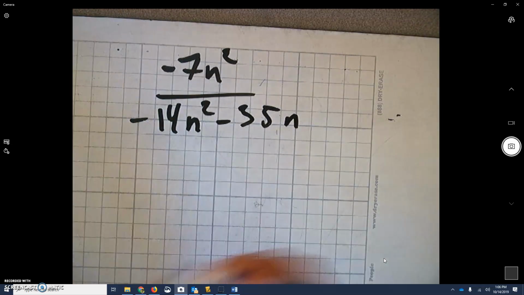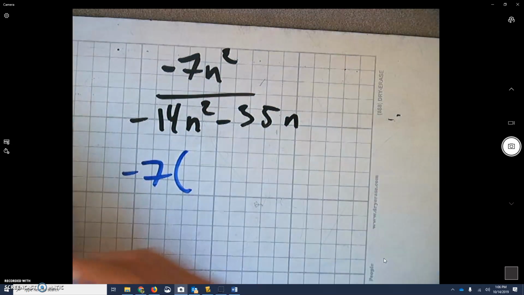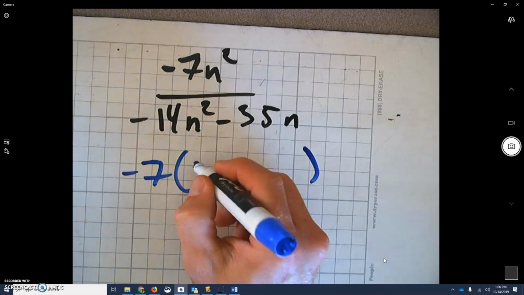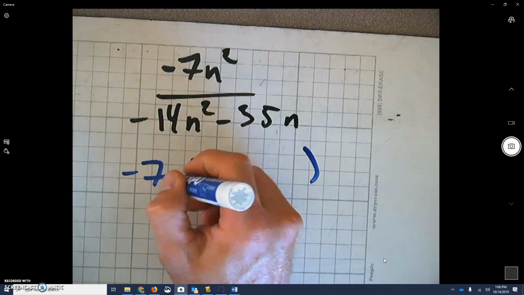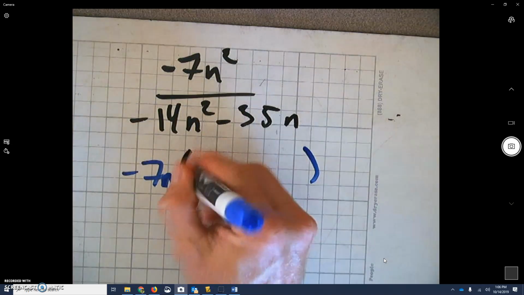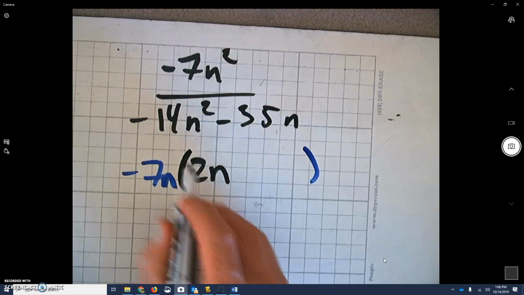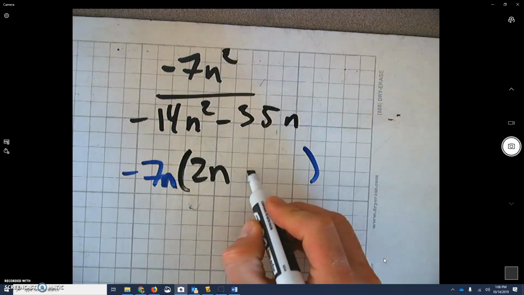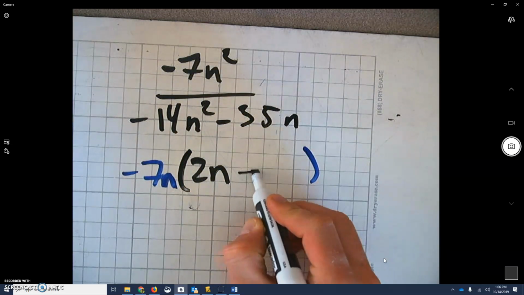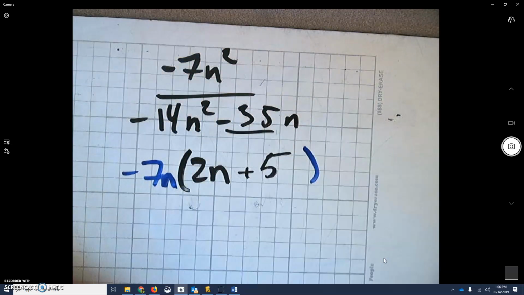The bottom, we can pull out a negative 7. Oh, actually, I'm going to pull out an n too. Sorry. Negative 7n. What's left over is 2n, because negative 7 times 2 is negative 14, n times n is n squared. And then over here we're going to get a positive 5, because negative 7 times 5 is negative 35.